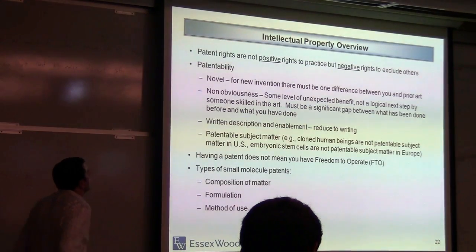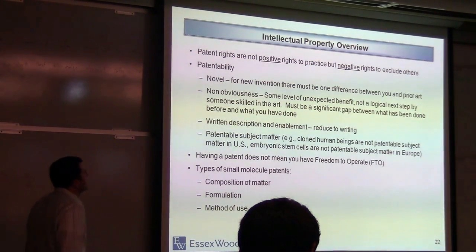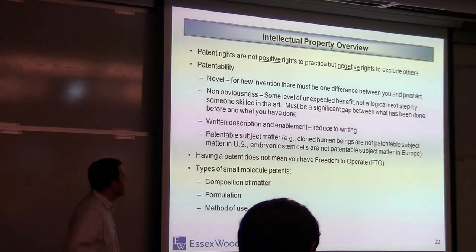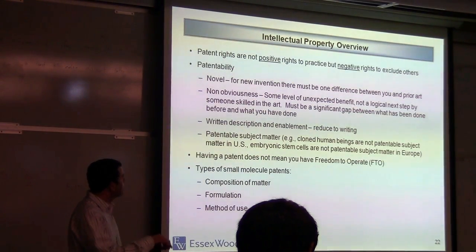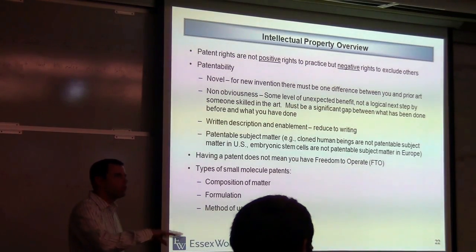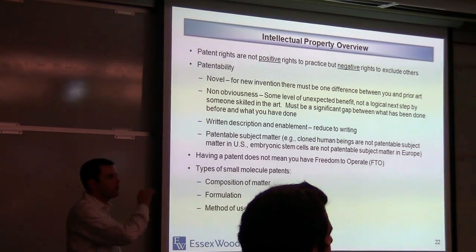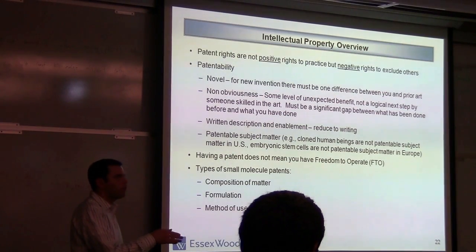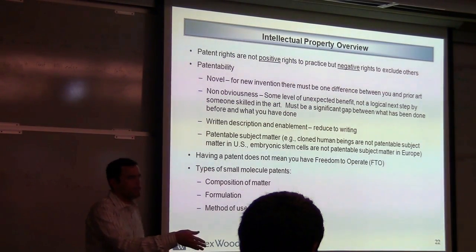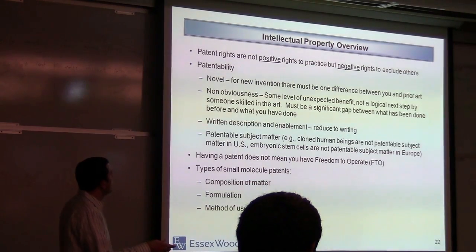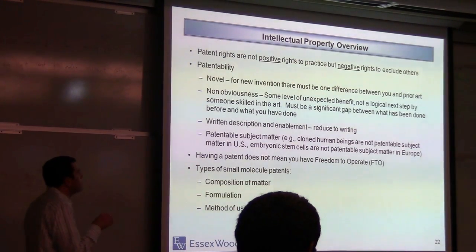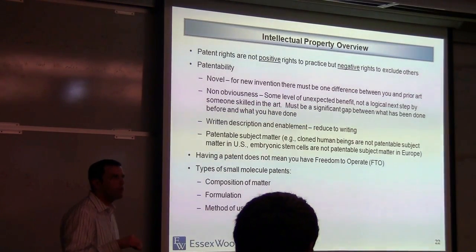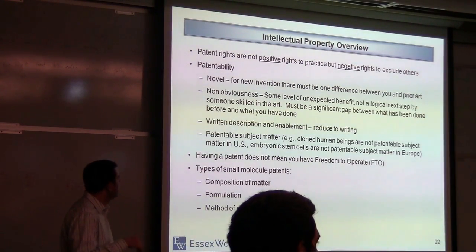The more significant hurdle comes in the next step, and that's non-obviousness. There needs to be some level of unexpected benefit, and this can't be a logical step by someone skilled in the art, whether that's antibodies, a particular target, or whatever it might be. What you're submitting can't be the logical next step. This is a little subjective, but the takeaway is there needs to be a significant gap between what you've done and what everybody else has done already to make it patentable.